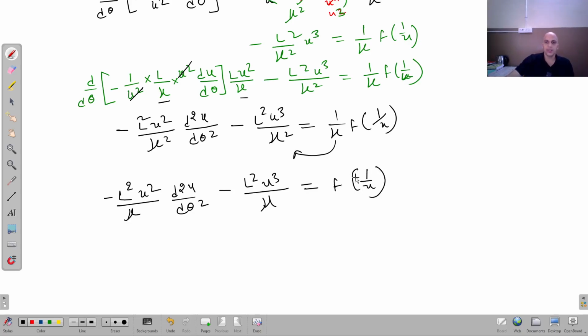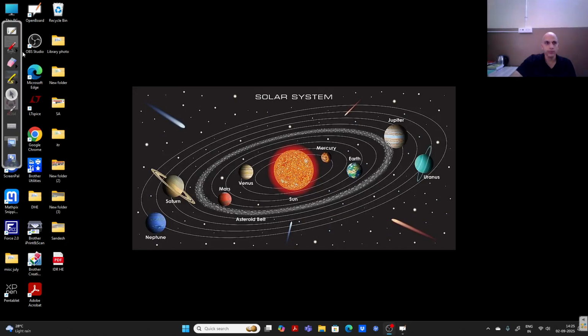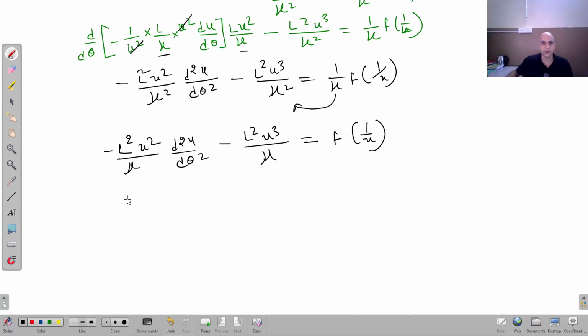Right? So this is what I got here. I can further simplify this equation by multiplying both sides by negative, so the positive becomes negative. I am also taking this term as common, and I am multiplying on both sides with mu upon L square u square.